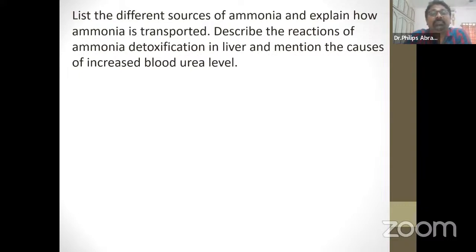See, list the different sources of ammonia and explain how ammonia is transported. Describe the reactions of ammonia detoxification in liver. Mention the uses of increased blood urea level. See, once this was an essay. From here, the second sentence, describe the reactions of ammonia detoxification, that is about the urea cycle. And last is about what the normal blood urea level is and what is important. Blood urea level is elevated in renal disorder, renal dysfunction.